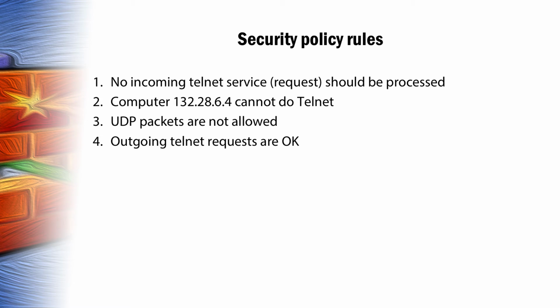Now we will look at an example of a packet firewall filtering rule set. This will be our network security policy rules. You can see here there is no incoming telnet services allowed. A computer with the IP of 132.28.6.4 cannot do telnet. UDP packets are not allowed, and outgoing telnet requests are okay.